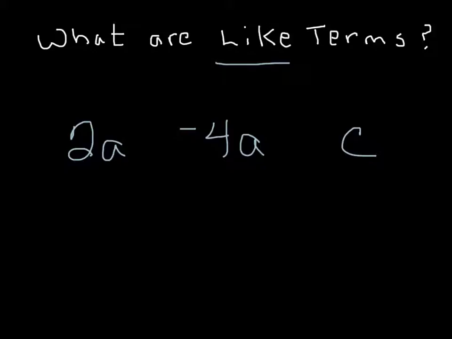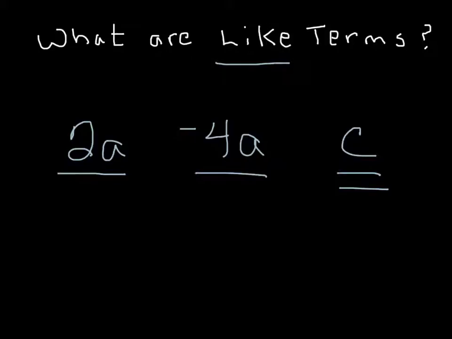Now, only 2 of these are what we call like terms. So what are like terms? They're simply terms that have the same combination of letters. So in other words, notice this one and this one both just have an A. So these are what we call like terms. Now this one, the C, is different from the other two because it has the letter C.